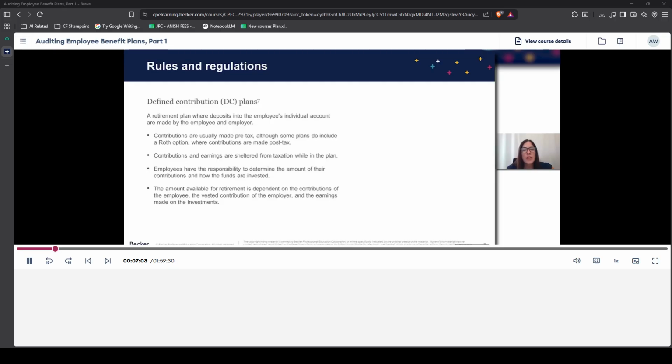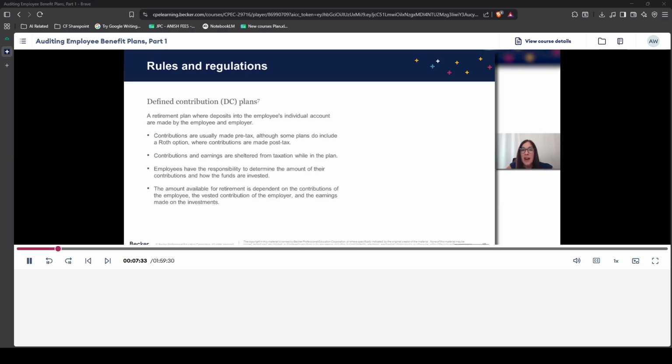So with your individual participant account balances, you're going to be testing to make sure that those allocations to those individual account balances are appropriate and in accordance with the plan document. With your DC plan, that's one of those unique attributes, the fact that your DC plans have those individual account balances. When we get to our DB plans, you'll see that's one of the biggest differences, because in a defined benefit plan, you do not have individual account balances.